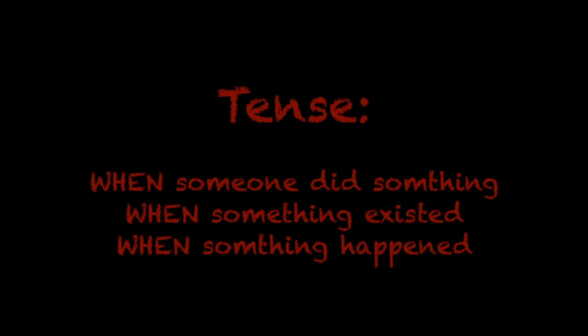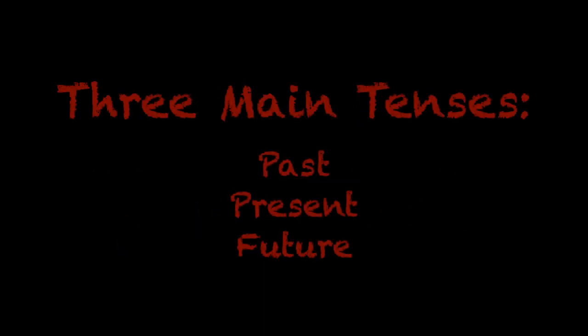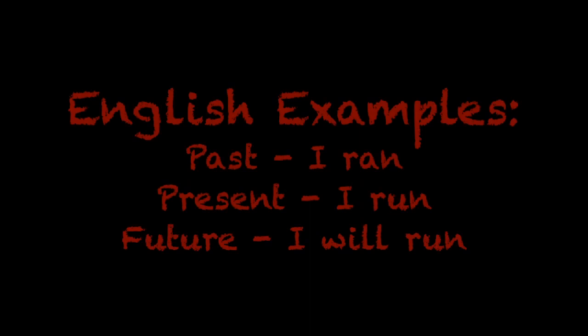As a side note, before we begin, if you are unfamiliar with verb tenses and conjugation, a verb tense tells you when a person did something, when something existed, or when something happened. There are three main tenses in all languages, and those are the past tense, the present tense, and the future tense. Examples in English are I ran, I run, and I will run, respectively.